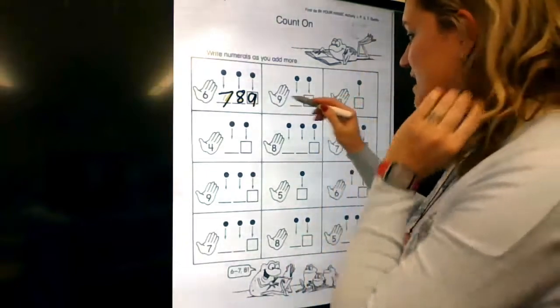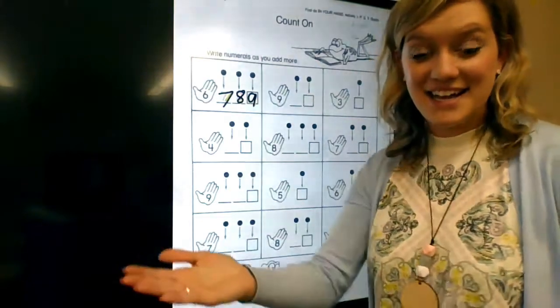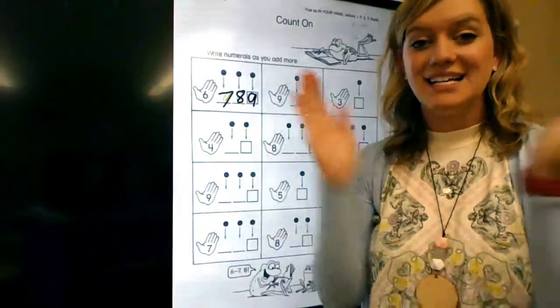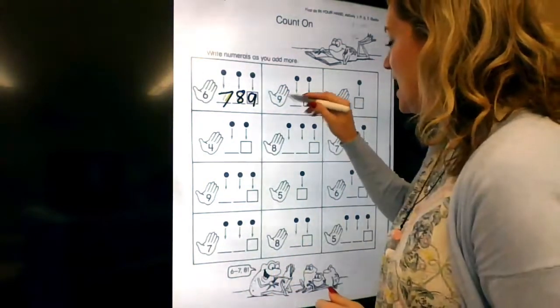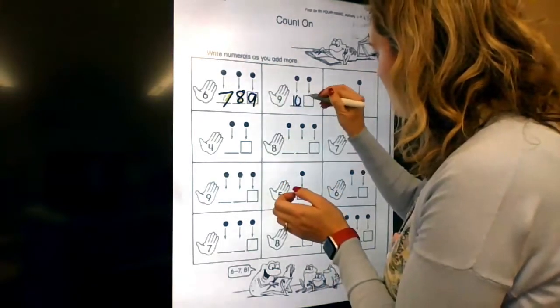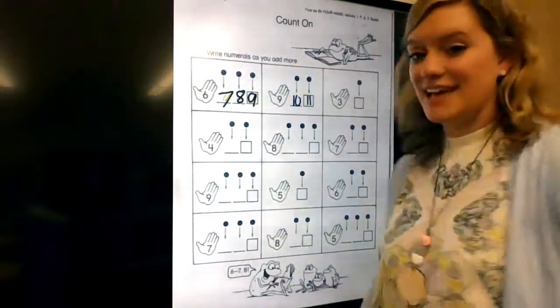Okay, how about this next one? Ooh, we're starting at 9. Okay, so we're starting at 9, and there's 2 dots. So 9, 10, 11. We counted up 2 times. So we did 9, 10, 11. Good job.